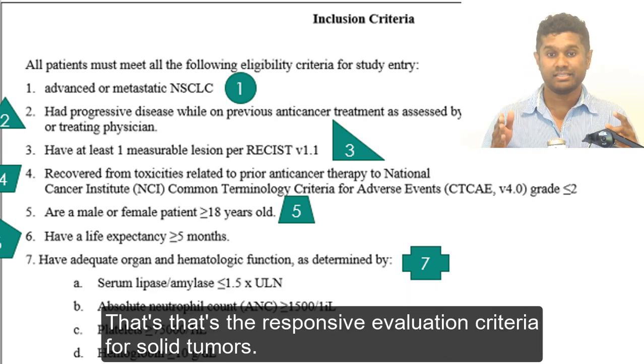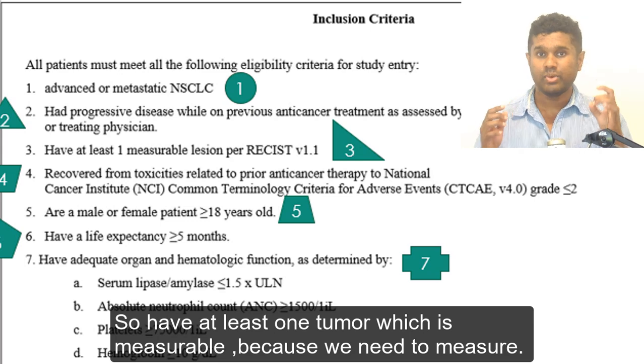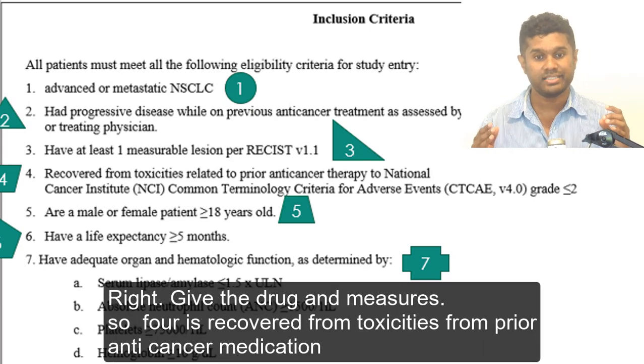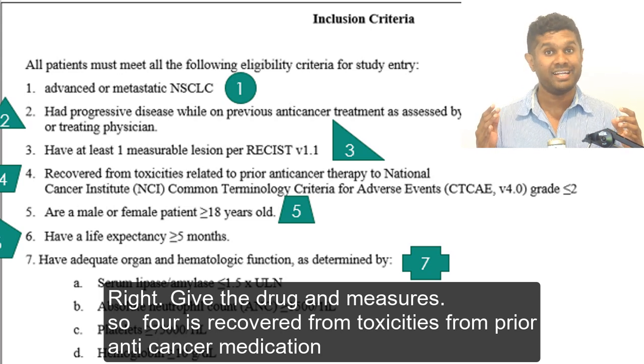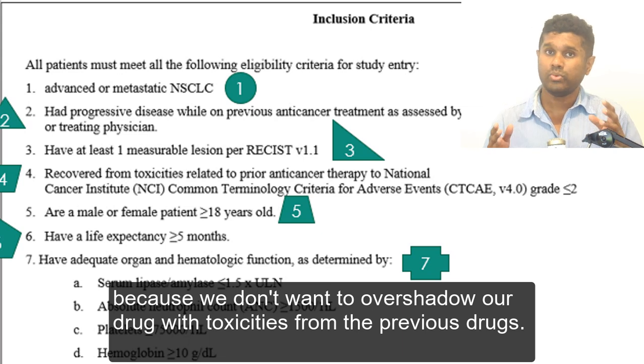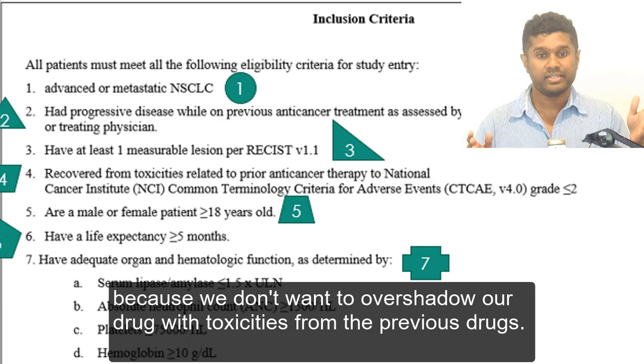That's the response evaluation criteria for solid tumors. So have at least one tumor which is measurable, right? Because we need to measure, right? Give the drug and measure. So that's three. So four is recovered from toxicities from prior anti-cancer medication, because we don't want to overshadow our drug with toxicities from the previous drugs, right?